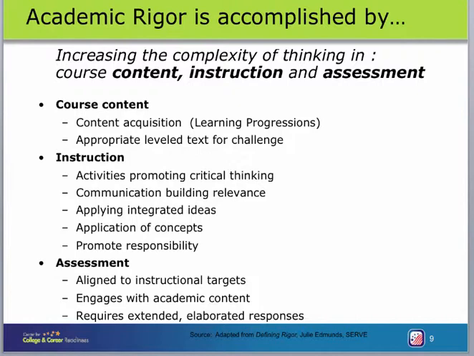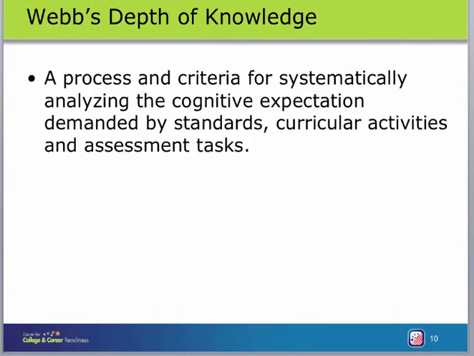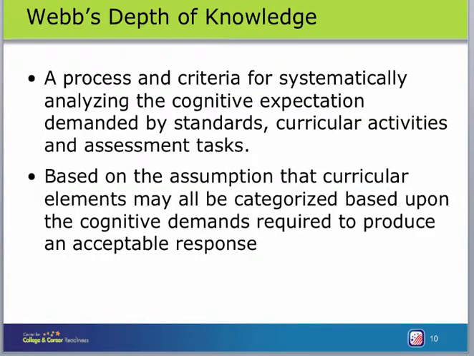So when we talk about Webb's depth of knowledge, Webb's depth of knowledge is a process and criteria for systematically analyzing cognitive expectation demanded by standards, curricular activities, and assessment tasks. So it's not just one thing, it's all of these different things. But it's also based on the assumption that curricular elements may all be categorized based on cognitive demands required to produce an acceptable response. So we all have to agree that we really can categorize what we are asking students to do so that we can determine what is acceptable.